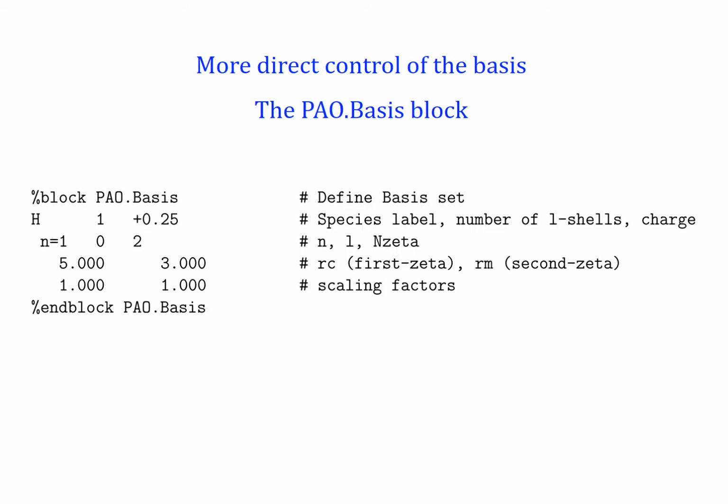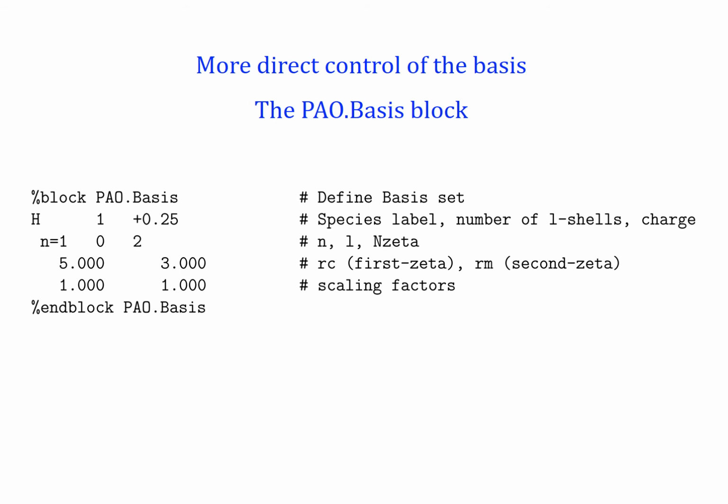One can have much more direct control of all the parameters in the basis by going directly to a block in the input file, which is called a PAO basis. And within that block, one specifies many of these parameters. Here it is only for hydrogen, but you can put a block like this, or pieces of this block, for each one of the elements that you're dealing with.